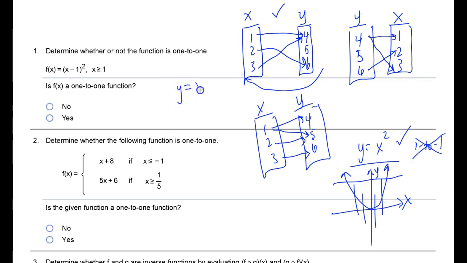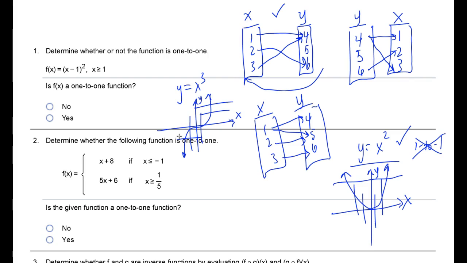An example of a one-to-one function would be something like x cubed, which looks more like this. Here, this passes the vertical line test as well as the horizontal line test, meaning that any vertical line will intersect the function once, and any horizontal line will intersect the function only once. That's what constitutes a one-to-one function.